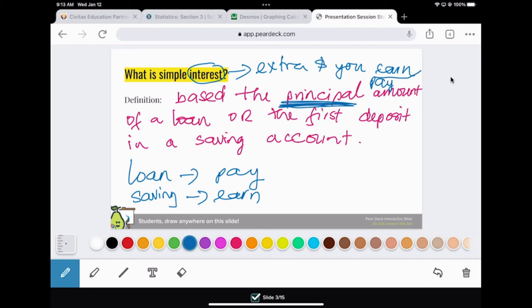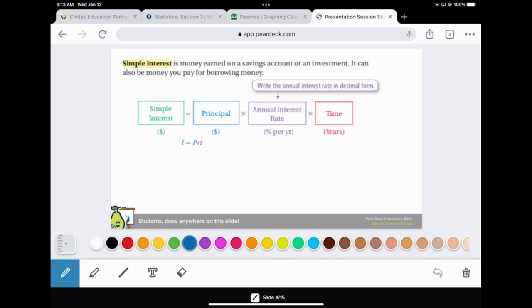The principal, the initial amount, keeps changing depending on the plan. This makes more sense later, but right now, just think about you take out a loan, or you put a deposit in a bank account. You have 1,000 or 500, whatever the amount. They will pay you interest, or you pay them interest, depending on which one we are talking about. So if you look in here, it is the money that you earn on a saving account or an investment. It can be money that you pay for borrowing money.